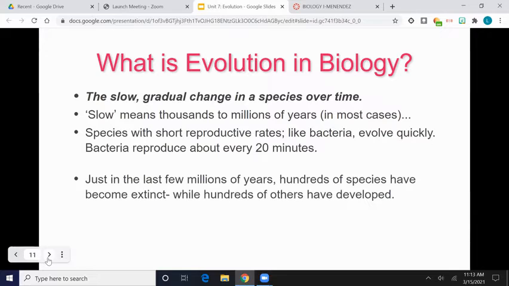Just in the last few million years, as much as that seems like a really long time, it's fairly short, hundreds of species have become extinct. So there are possibly species we've never seen before. And then there are hundreds that have also developed, that have been created in the last few million years. So how do we know that evolution is happening?